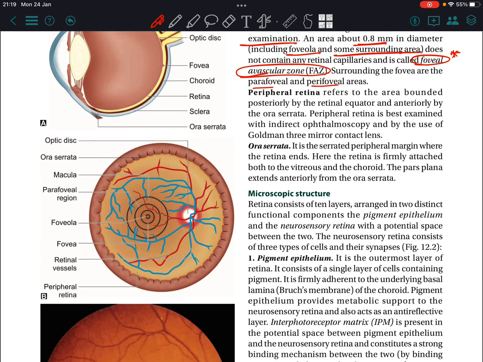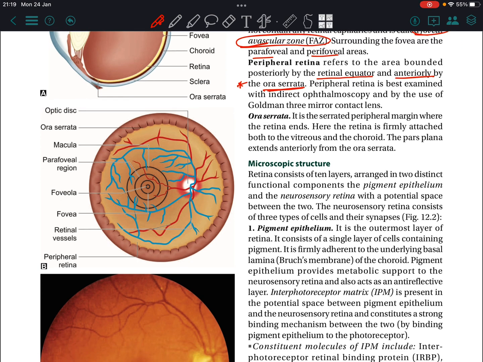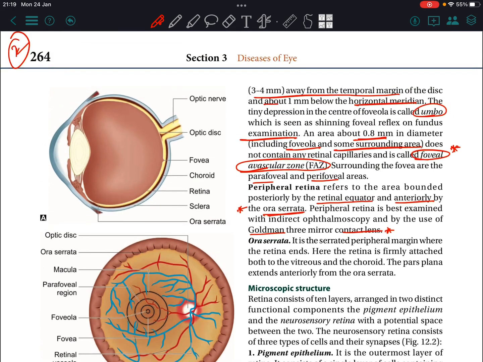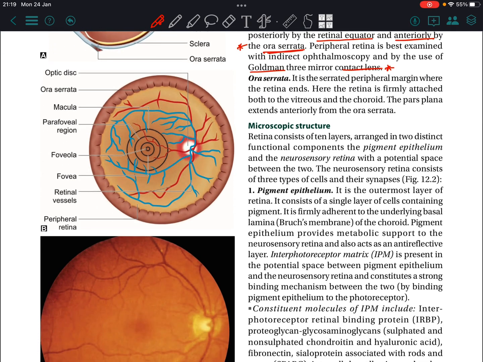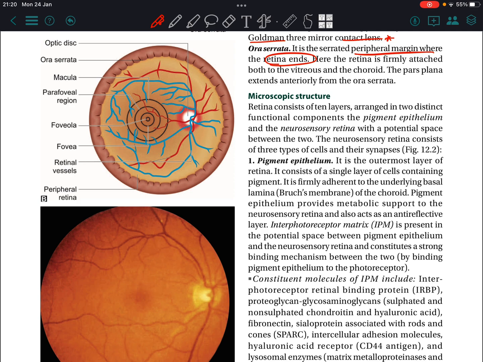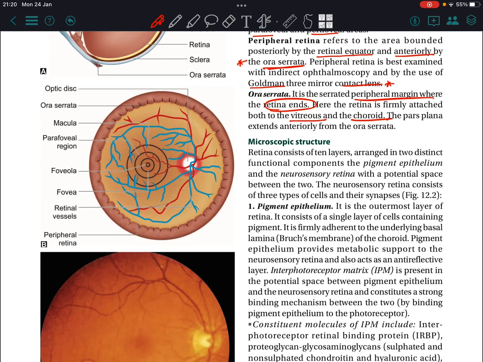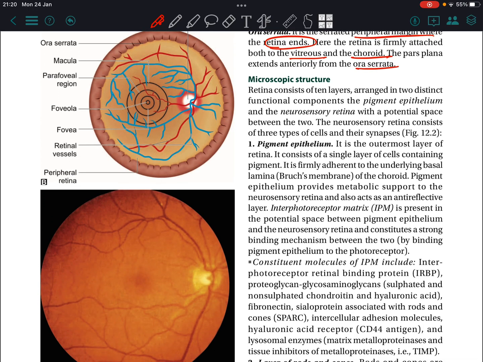Peripheral retina refers to the area bounded posteriorly by the retinal equator and anteriorly by the ora serrata. Peripheral retina is best examined with indirect ophthalmoscopy and by use of the Goldmann three-mirror contact lens. Ora serrata is the serrated peripheral margin where the retina ends. Here, the retina is firmly attached to both vitreous and choroid. The pars plana extends anteriorly from the ora serrata.